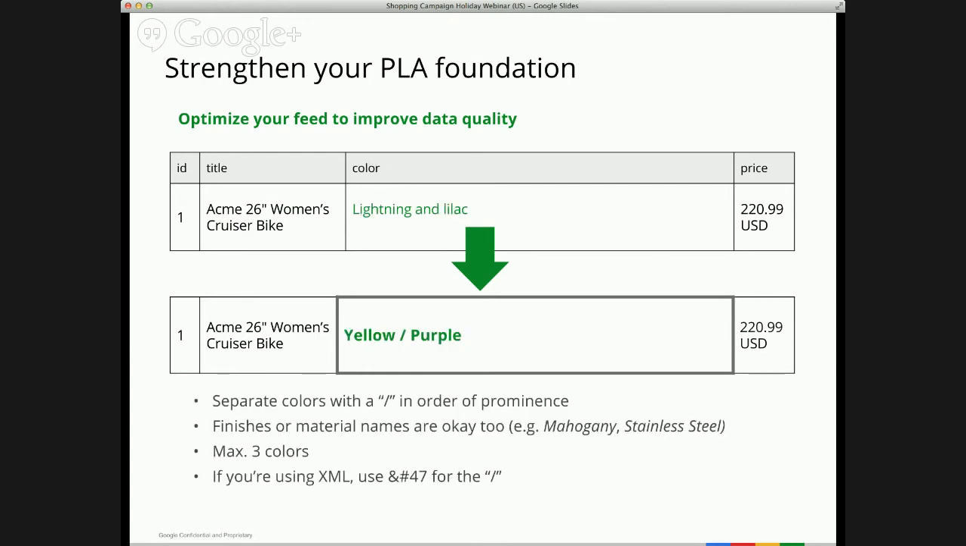Additionally, we see that people sometimes have their own proprietary coloring system, so they might call this bike Lightning and Lilac. It's very cool for their own website and awesome for people who really associate with the brand. Not as helpful for Google. We need to know, or it's better if you can tell us, that this is actually yellow and purple, and you want to make sure you're formatting it in a way we can read it. So separate your colors, up to 3 of them, with slash, and do it in order of prominence. So if it's solid yellow with purple polka dots and pink stripes, it would obviously go yellow slash purple slash pink.